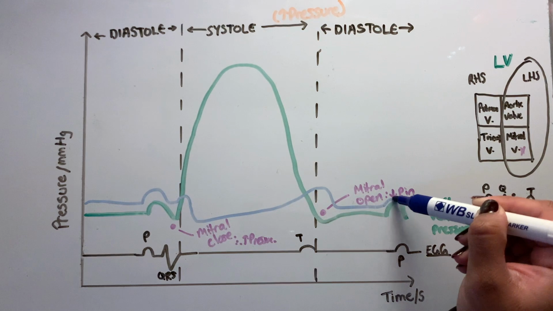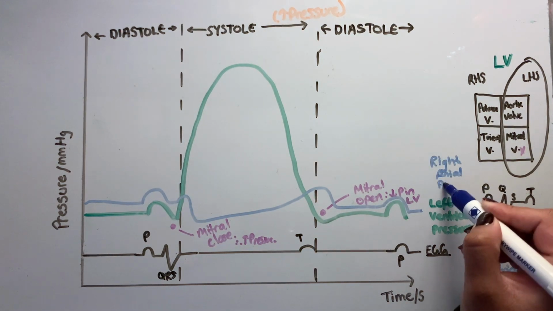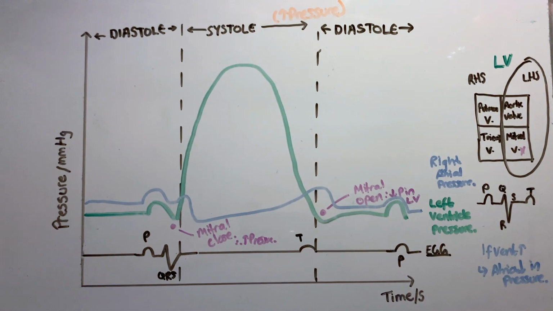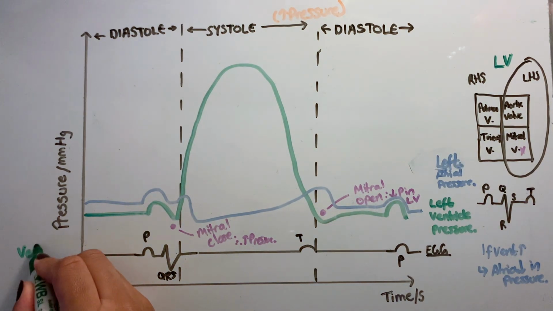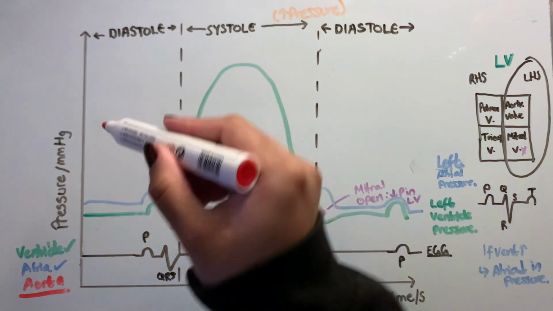Alternatively, let me also plot what happens in the right atrium. Not much happens. As you can understand, the ventricles and atria are working in opposite, so if the ventricle is increasing in pressure, the atria will decrease in pressure, as shown in the blue. So I've covered the ventricles, I've covered the atria.